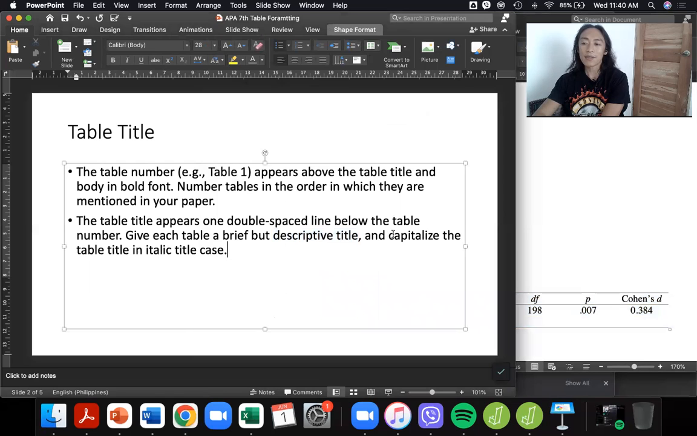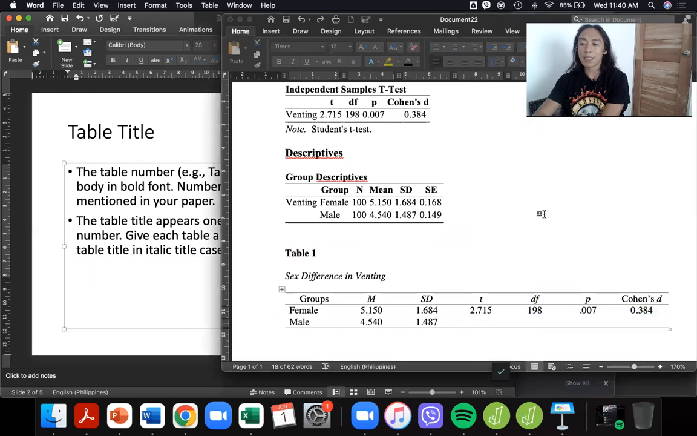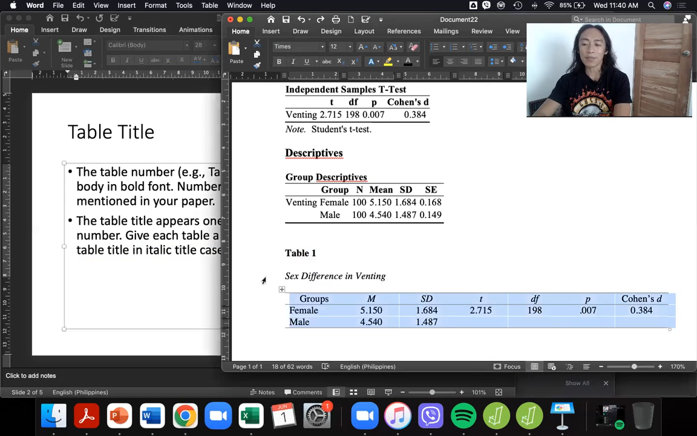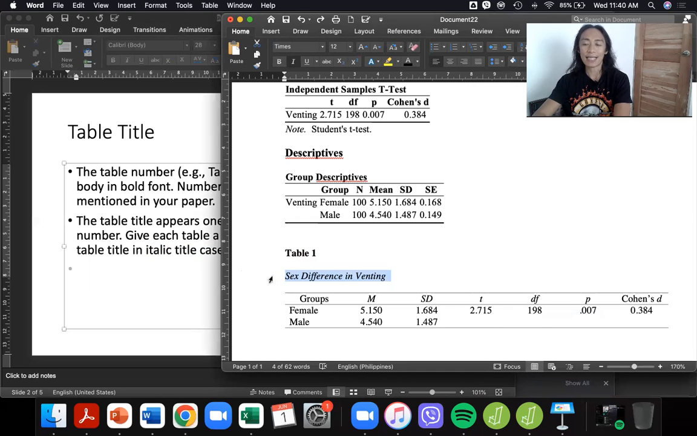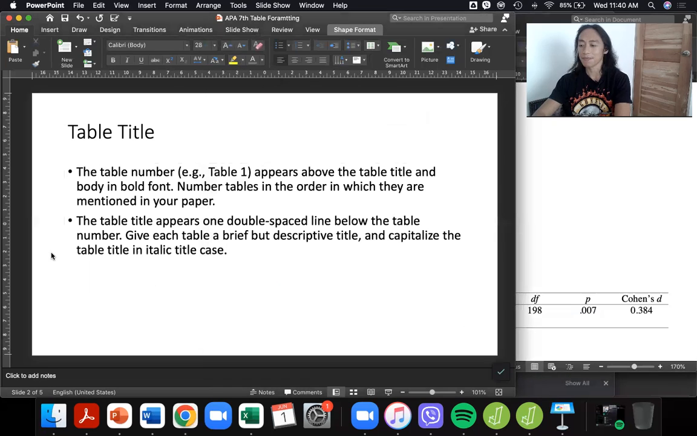The title should be capitalized. When I say capitalized, I don't mean all of the letters, just capitalize the first letter of the major words. So Sex, Difference, and Venting are the major words in the title, so those are capitalized, and the title should be in italic title case. So it is in italics, as you can see.